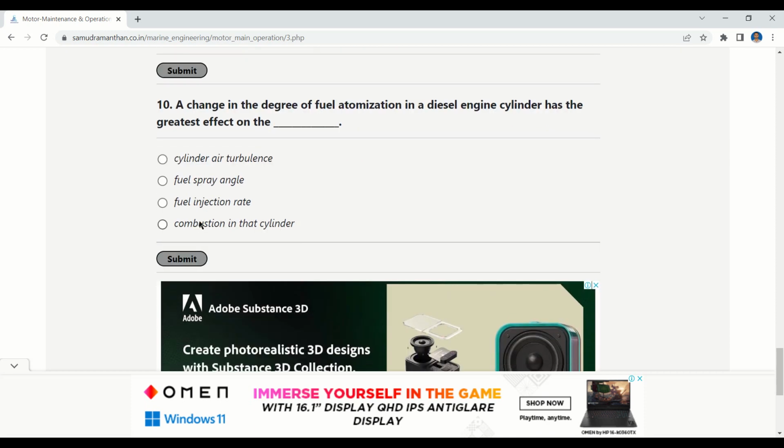Our next question is, a change in the degree of fuel atomization in a diesel engine cylinder has the greatest effect on the, and the options are cylinder air turbulence, fuel spray angle, fuel injection rate, combustion in that cylinder, and the correct option should be combustion in that cylinder.